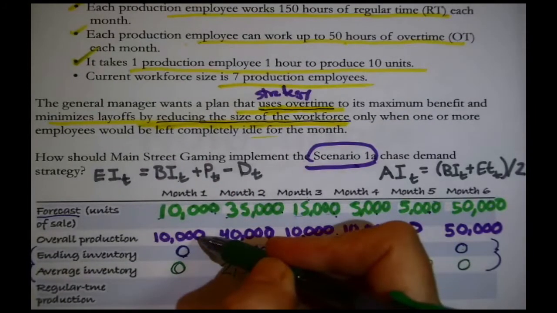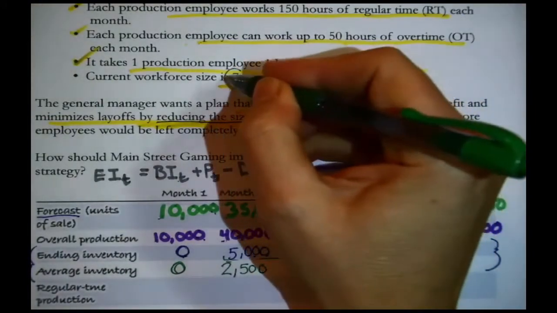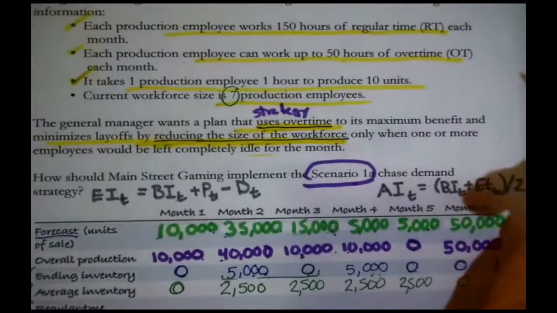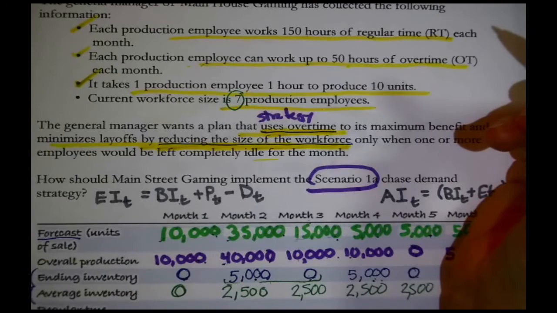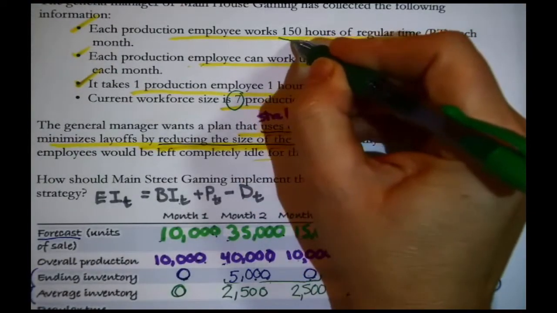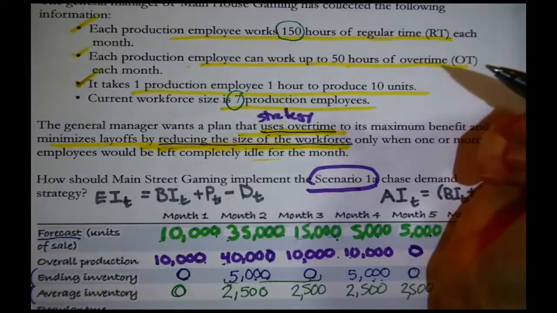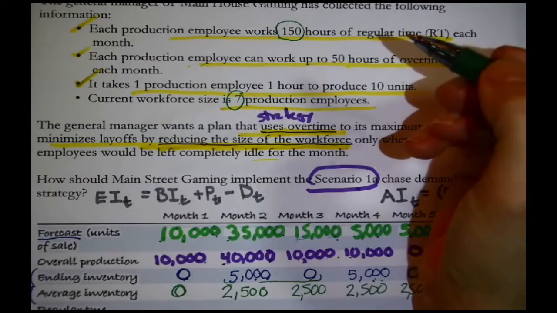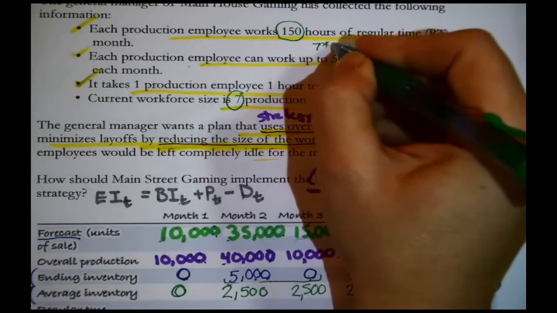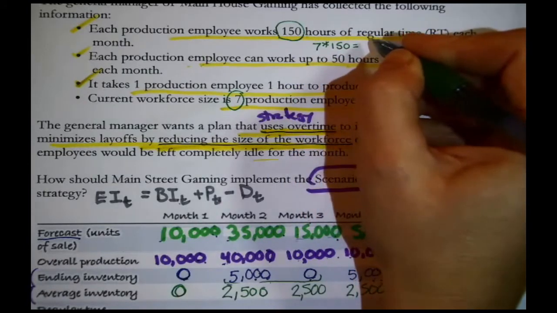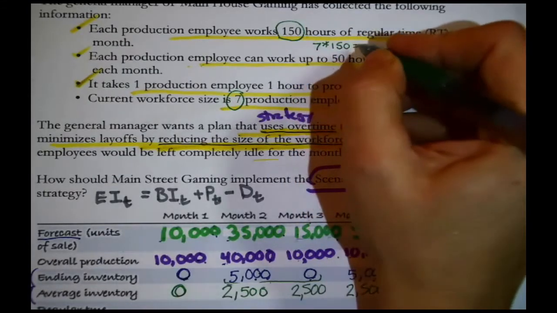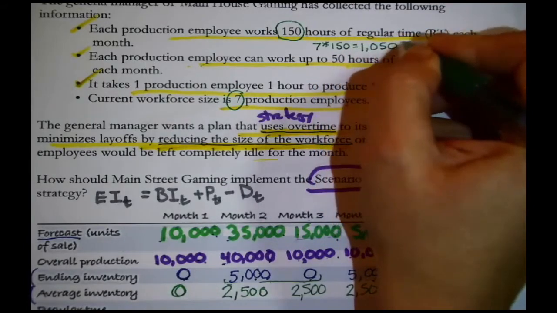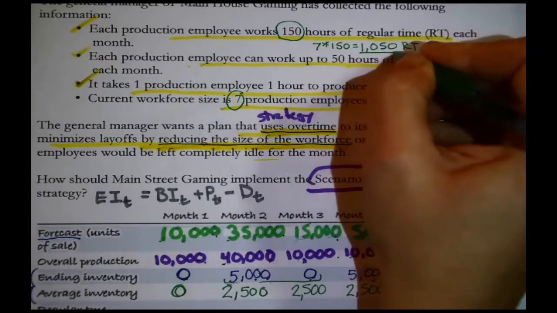Okay, well let me think. How many people do I need to produce 10,000? Well, I have 7 people right now. I'm just consulting the information I was given. And 7 people, if they were working 150 hours of regular time each, I mean basically I keep the crew that I have, that is a total of, and I'm just doing some scratch work here, 7 times 150, a total of 1,050 regular time hours. That is what I can expect out of the crew right now.